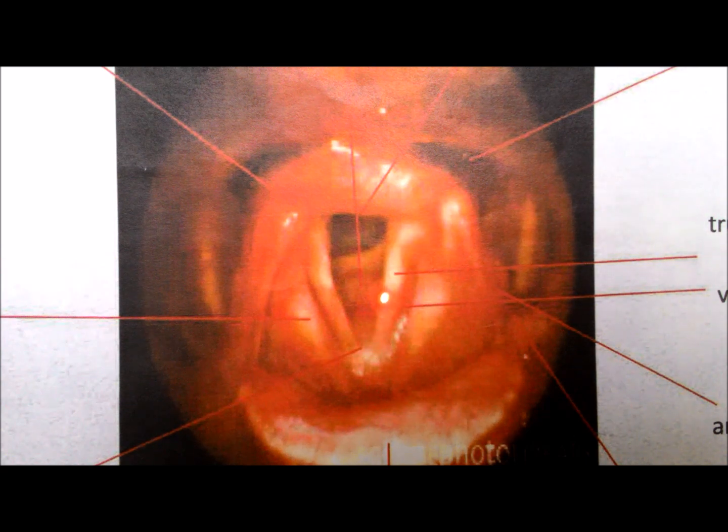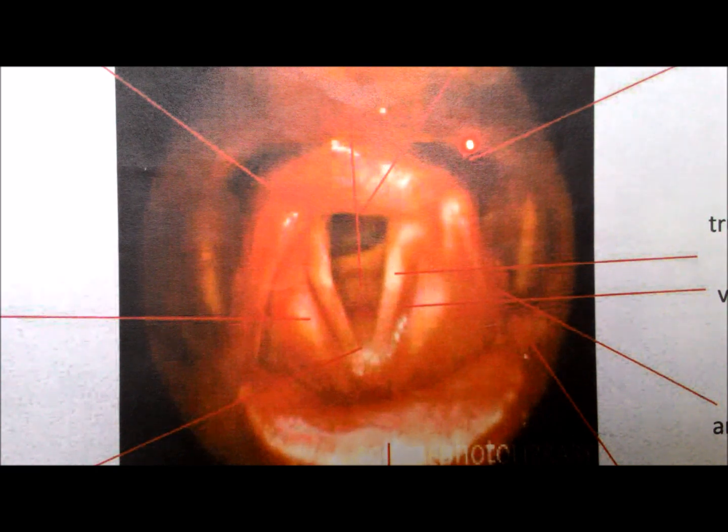Between the true vocal folds and the false vocal folds, we have the space called the ventricle. As we can see, here are the rings of the trachea. If there is transgression of food to that space, because it's below the true vocal folds, it's regarded as laryngeal aspiration.